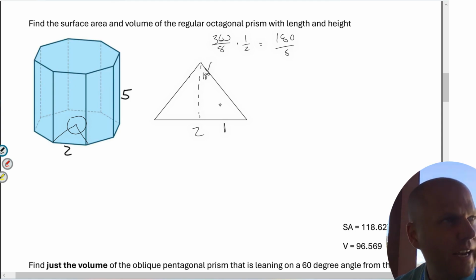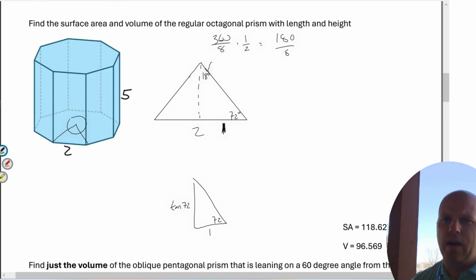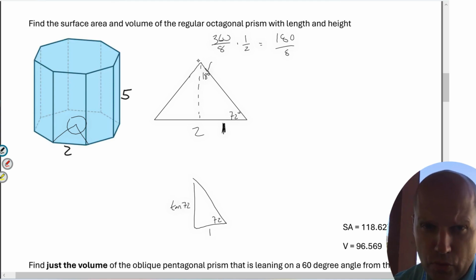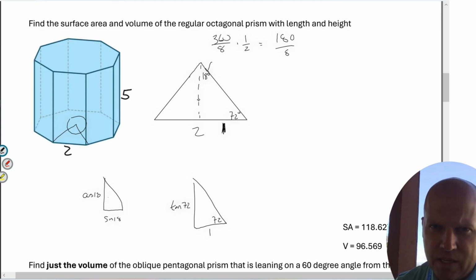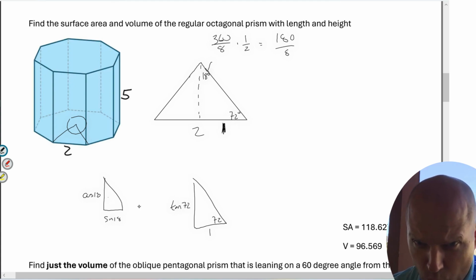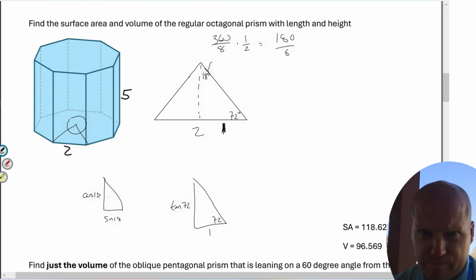This is 18. This is 90 minus 18, which is 72. If you think about a triangle where this is 1, you can understand that the tangent of 72 over 1 would be something that could be used. If you wanted to use your sine and cosine, you'd use sine of 18 and cosine of 18. You would have to take 1 over the sine of 18 and multiply it by the cosine of 18, which would be 1 over the tangent.